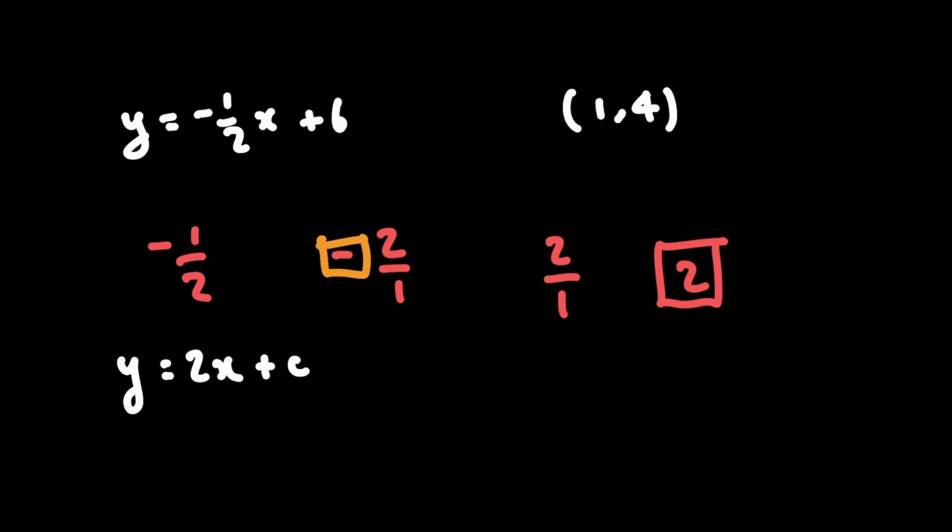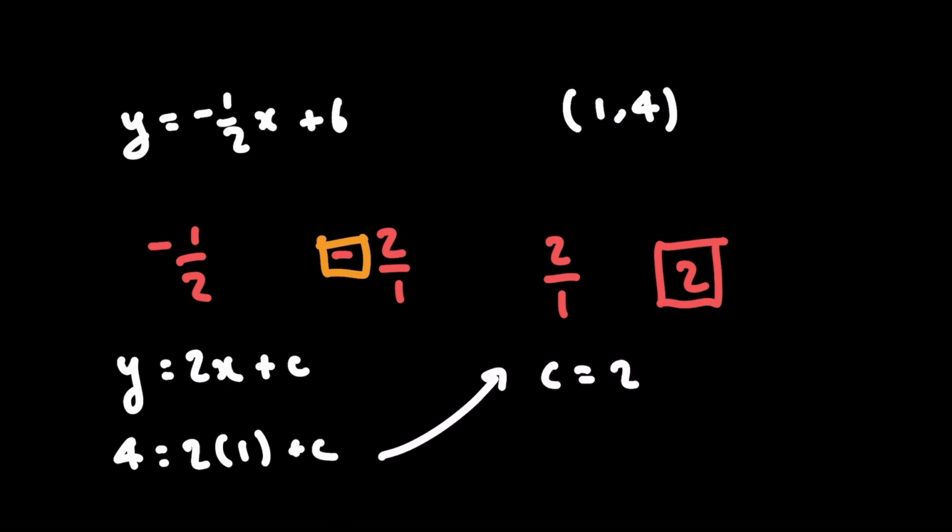And in order to work out c, it's the same step. We can just substitute in this point here. And that means that c equals 2. So that means the equation of the new line is y equals 2x plus 2. And that's parallel and perpendicular lines.